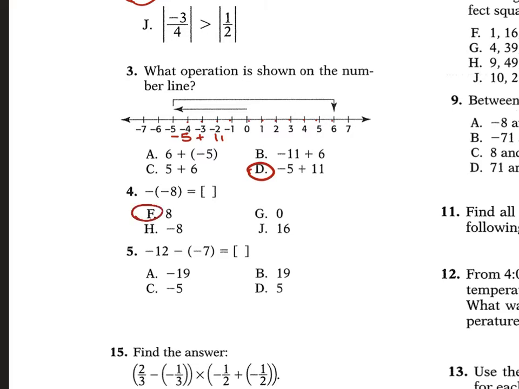For 5, it says negative 12 minus negative 7 is equal to what? So negative 12 plus 7. Two signs that are opposite. We're going to subtract these and keep the sign in front of the 12, which is going to give us negative 5.